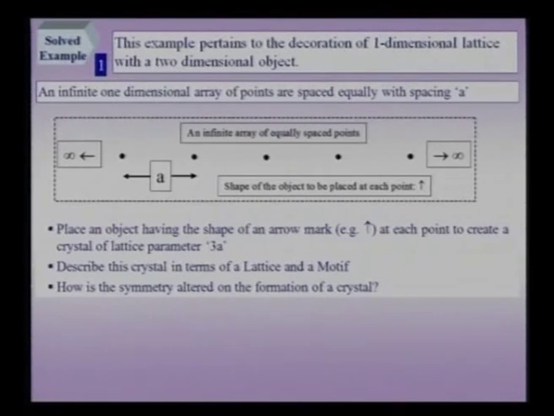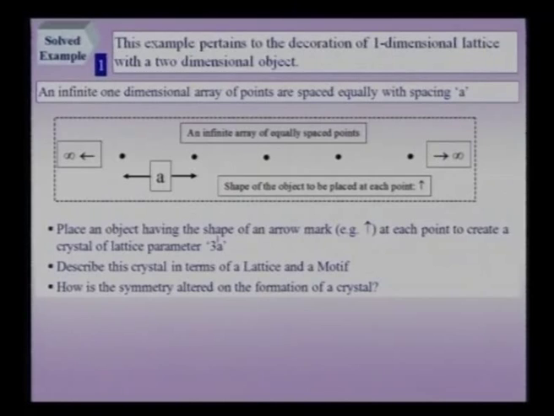So for instance, suppose I have an array of points in 1 dimension, which is infinite in 1 dimension and which has a lattice parameter a, and the question is that I want to place a motif or an object, to be more precise, in the shape of an arrow mark to create a crystal of lattice parameter 3a.